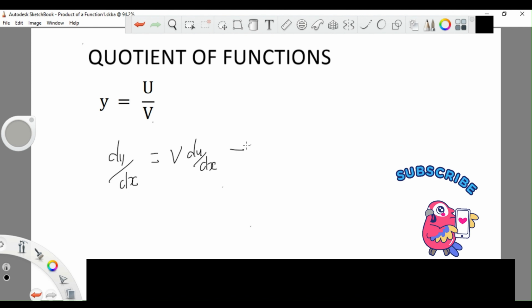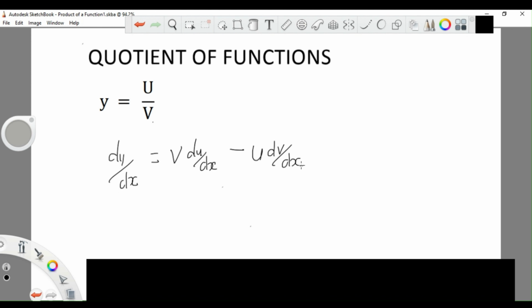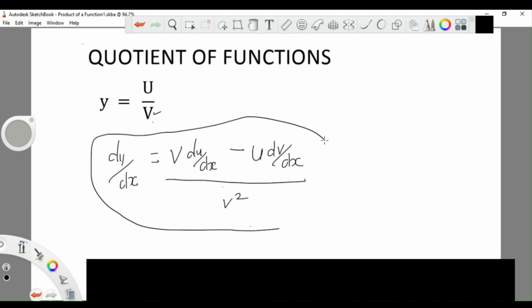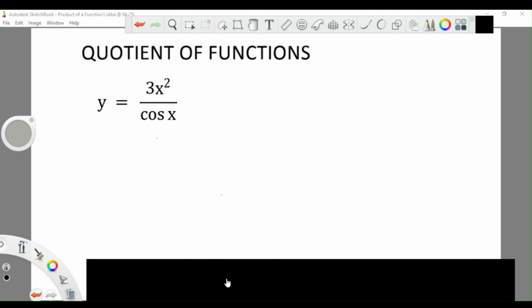This time we put down the numerator, which is u. Then we differentiate the denominator, becomes dv over dx. Then we divide everything by the denominator, which is v squared. So this is how we differentiate division of two functions. Let's look at some examples.